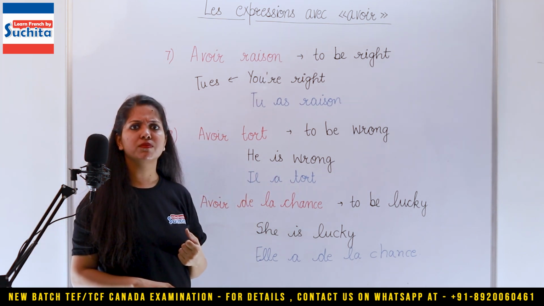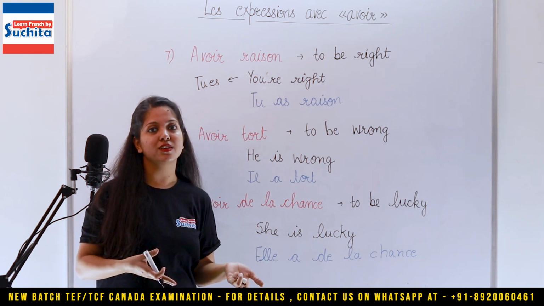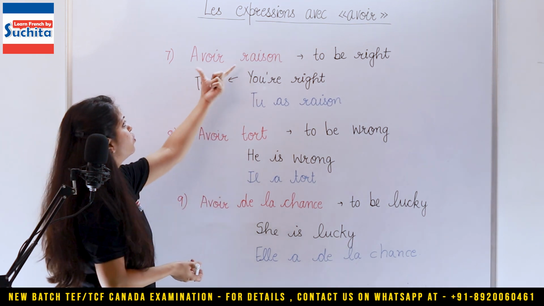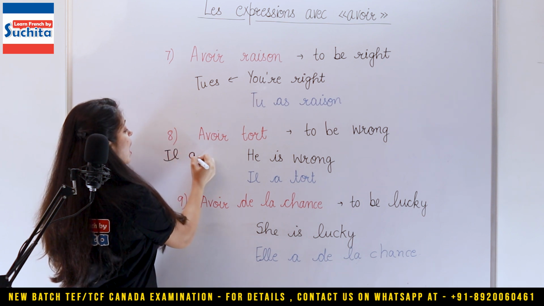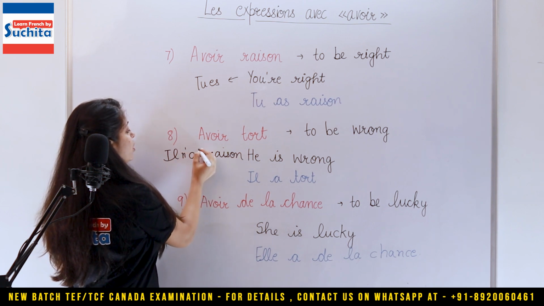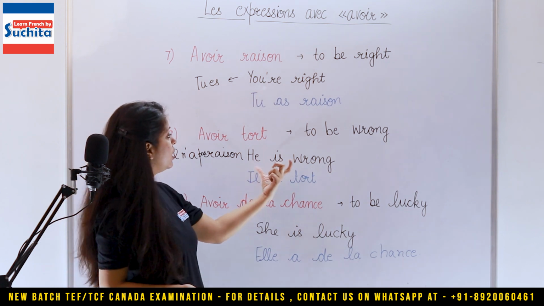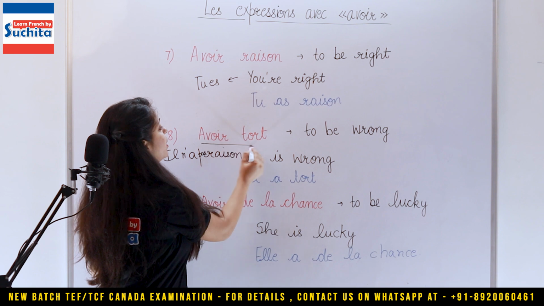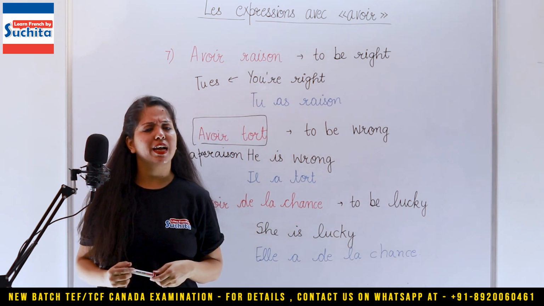Avoir tort, to be wrong. If you want to say someone is wrong, you can either say he's not right, or else you can say he's wrong. If you want to say he's not right, you use the expression il a raison, but now you put it negative: il n'a pas raison. But if you want to say he's wrong, then you use the expression avoir tort, and that is il a tort. He's wrong. Il a tort.